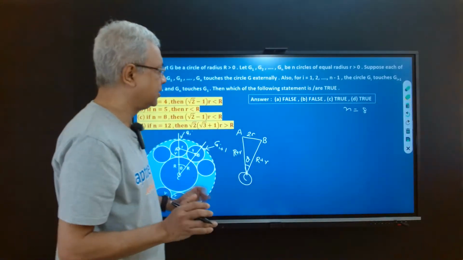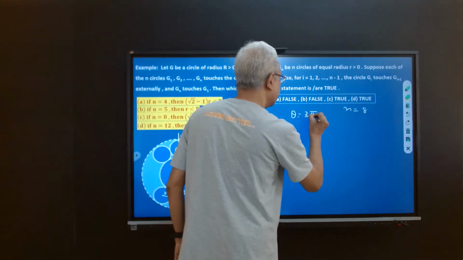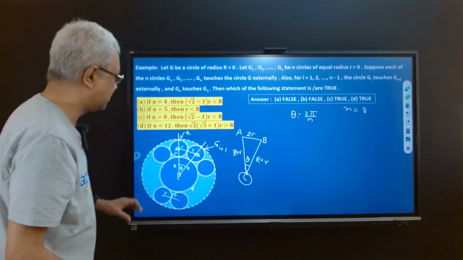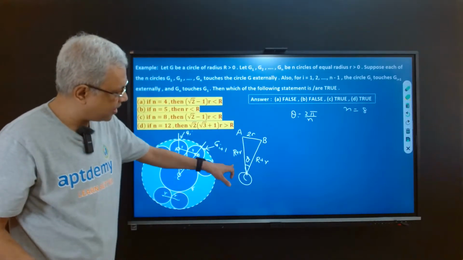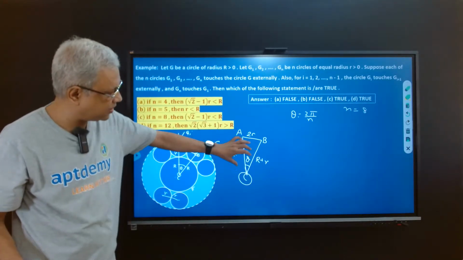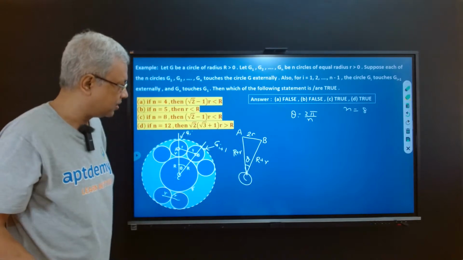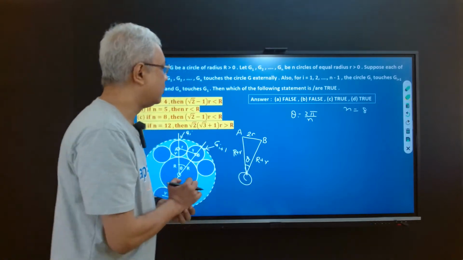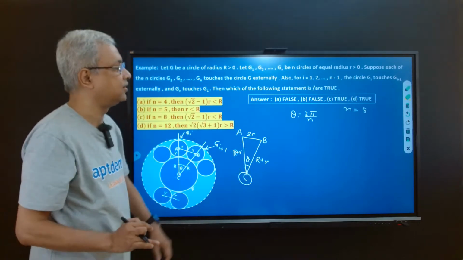So up to this, it is pure geometry. 2 pi by n. Now let us consider such a triangle ABC, the dimensions of the triangle. I hope there is no doubt. This is 2R, this is R plus r, this is R plus r. So it is an isosceles triangle. Two sides are equal. Now what is the relation we can derive between r, capital R and theta?